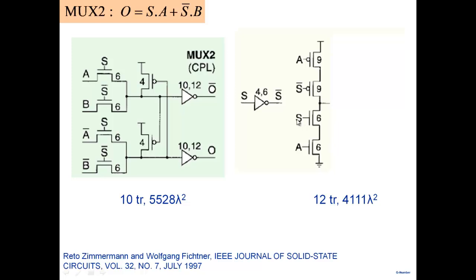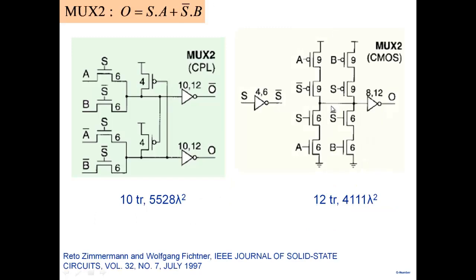If S is 1, then this is 0, so of course this is enabled. If A is 1, then the output goes 0. If A is 0, the output goes 1 here. So it acts like a normal inverter, except with a control input S. So if S is 1, what am I passing at this particular node? A bar. And if S is 0, it passes B bar to this particular node. And then you put an inverter to get the proper output here.